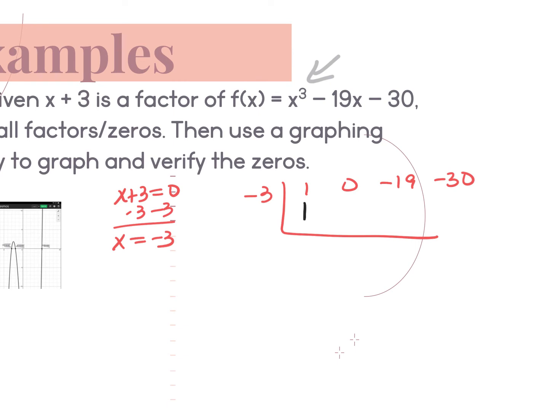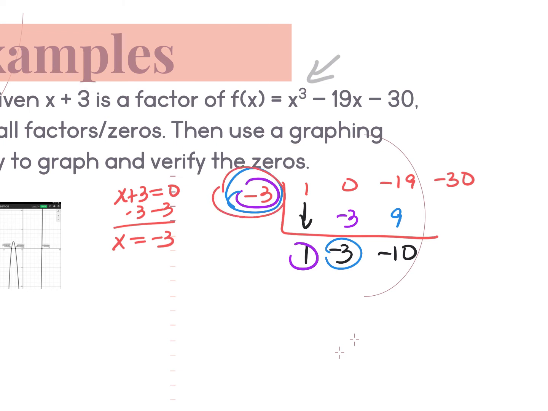So I'm going to bring down. I'm going to multiply. -3 times 1. Add the column. Multiply again. -3 times -3. I get +9. Add the column. -19. I'm going to multiply. I get +30. I got a remainder of 0. So again, they told me that it was a factor. So if I did not get a 0 as my remainder, I did something wrong because they already told me that this is going to work.